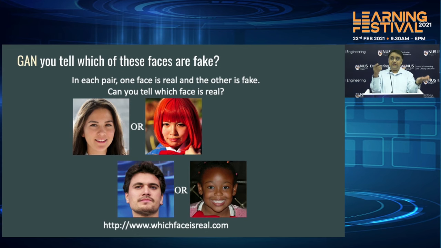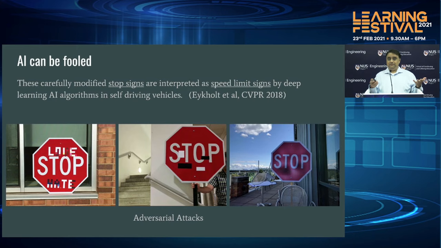But actually, is AI all powerful? I remember I was on a plane once and the person I was sitting next to asked me if AI is all powerful. I thought about it and I realized that the answer is no. AI can be fooled. Here's an example. This is a stop sign. It's an octagon.